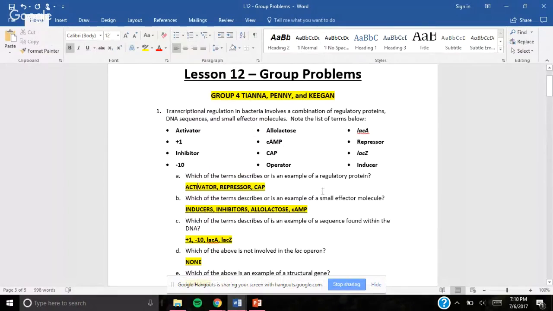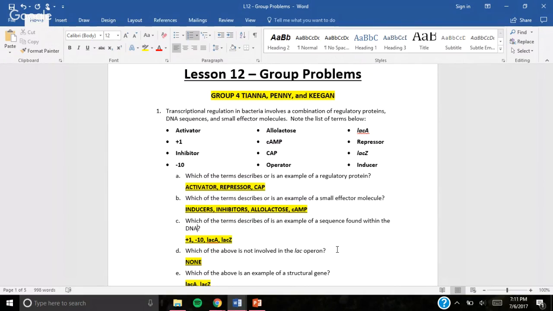Okay, so for question 1, it gives us all these terms, and for A, it says, which of the terms describes or is an example of a regulatory protein? So I found all of these answers from the reading. What we found for a regulatory protein was an activator or repressor and the CAP. For B, which of the terms describes or is an example of a small effector molecule? We found inducers, inhibitors, allolactase, and cAMP.